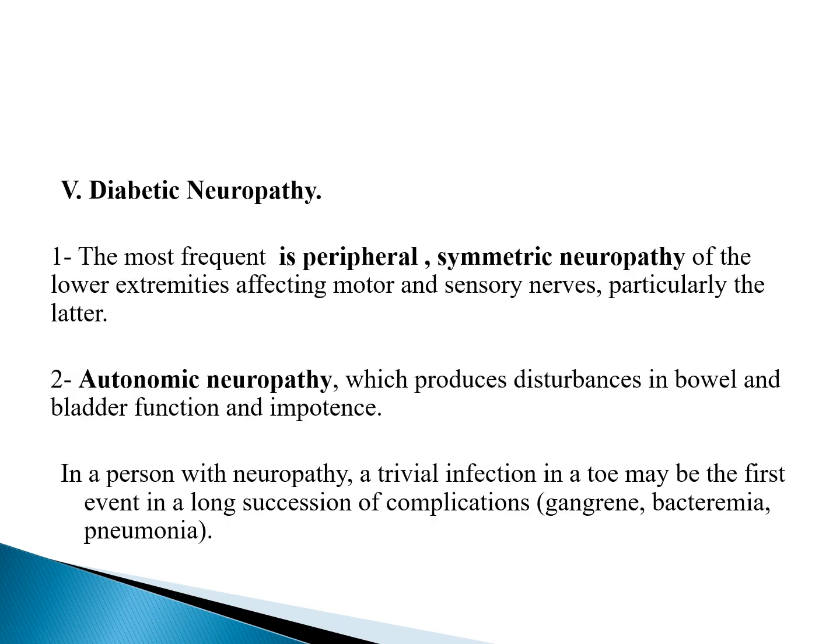Diabetic neuropathy, the most frequent is peripheral symmetric neuropathy. Symmetric means affecting both sides, left and right, of the lower extremities and upper extremities, affecting the motor nerves and the sensory nerves, especially the sensory nerves earlier than the motor nerves. So what does the patient complain of? They complain of tingling sensation, numbness, and pins and needles in the upper and lower extremities, and it is bilateral. This is typical for diabetes.